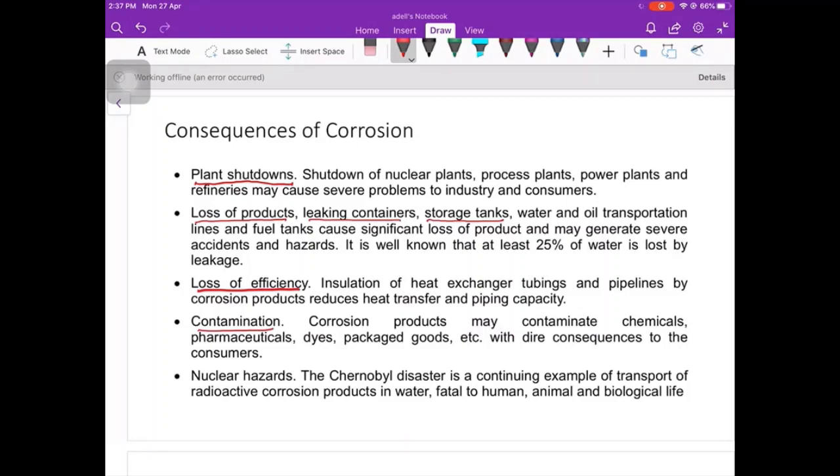Then contamination, so you can relate the loss, the leaking, to this contamination. Okay, if you keep chemical waste in a container and the container is made of steel, it will corrode, then a leaking problem will cause contamination of the surrounding atmosphere, so it will affect the ecosystem, the aquatic system. Okay, there is contamination. And also the explosion, okay, the nuclear hazard such as the Chernobyl disaster in Russia. Okay, so all this is due to corrosion.